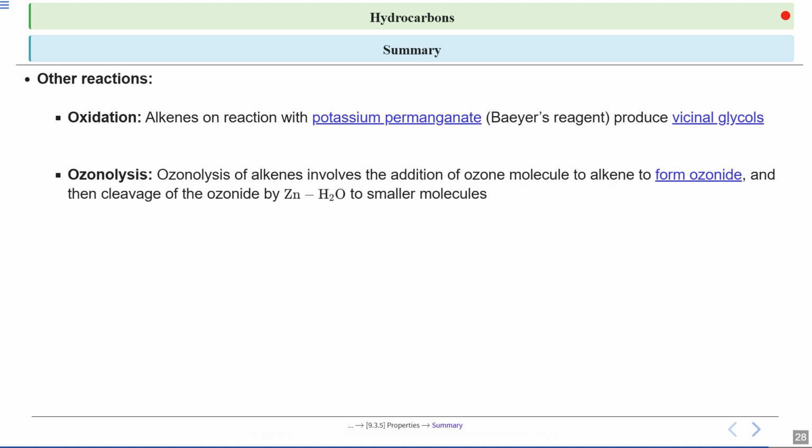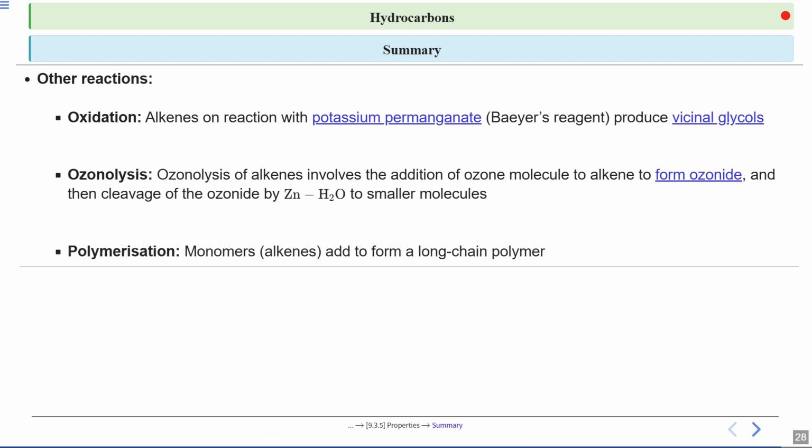Next, we have ozonolysis. So ozonolysis of alkenes involves the addition of ozone molecule to form ozonide, which is further broken by Zn and H2O to form the aldehyde and ketone, depending upon the nature of your double bond position, right? Lastly, we have polymerization process, where your single units are combined to form a long chain. They can be done with the help of ethene to form polythene or propene to form polypropene, and these products are used in our daily life in various products.